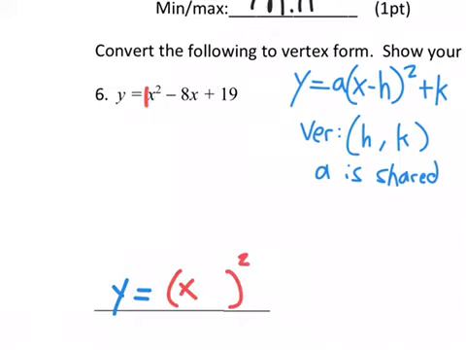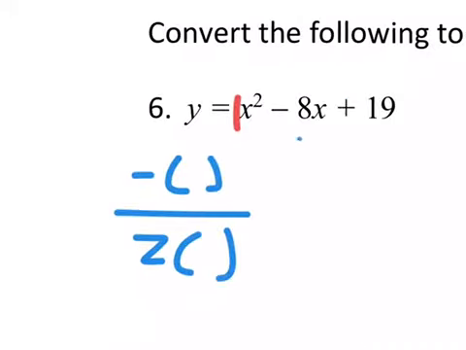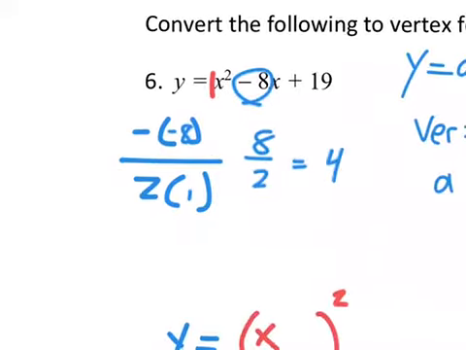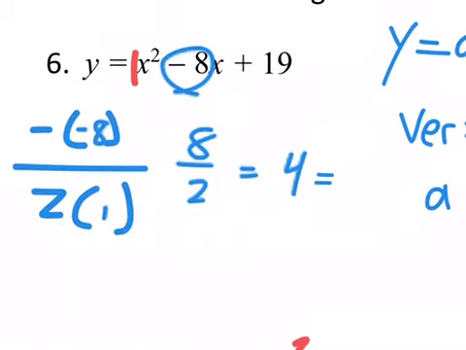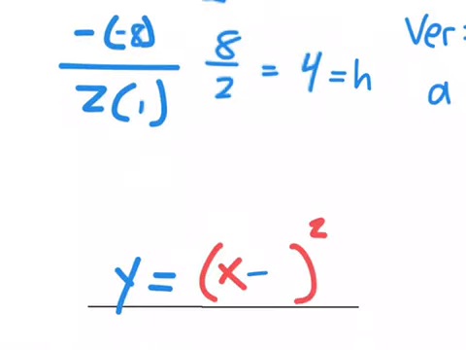So we find our vertex using our negative b over 2a. Our b value is a negative 8. Our a value is a 1, so we've got 8 over 2. To get that our x-coordinate of our vertex is 4. So that's our h value. I can go ahead and bring that on down.